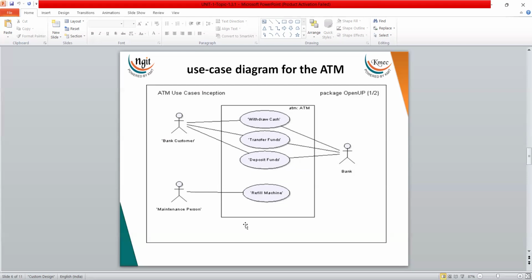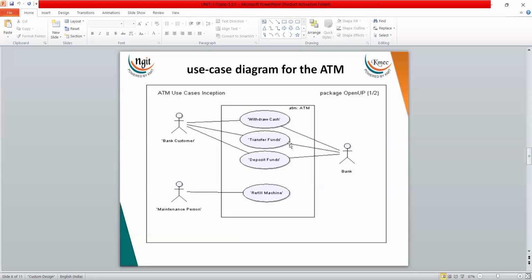Whenever we draw the use case diagram, towards the left side we'll have the high priority actors, and towards the right side we'll have the low priority actors. Here we can see the use cases like withdraw cash, transfer funds, deposit funds, and refill the machine. If you observe keenly, the maintenance person has a relation only with refilling the machine.